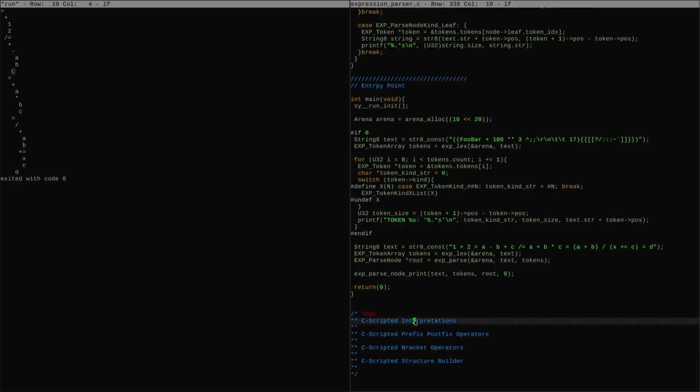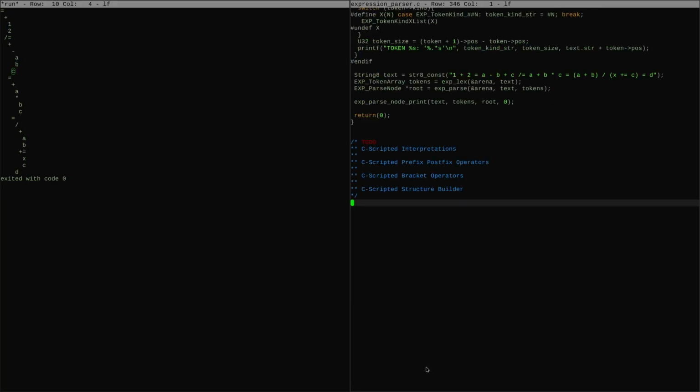And then the other fun thing we're going to do is attach code to the operators. So that's what we're going to do next time I do this.